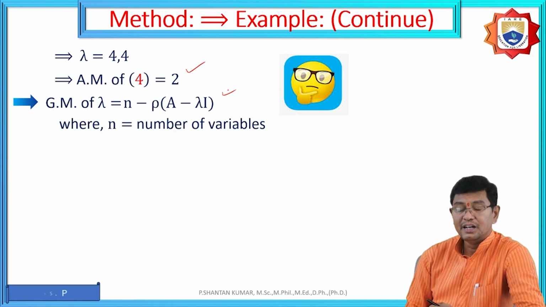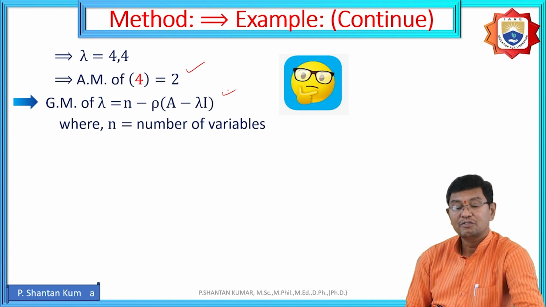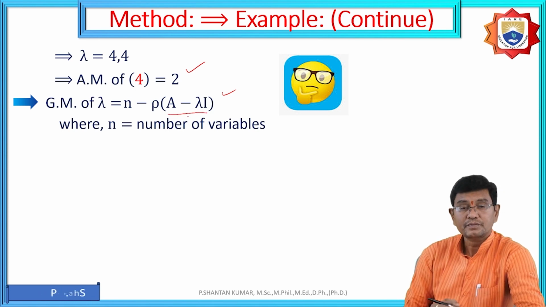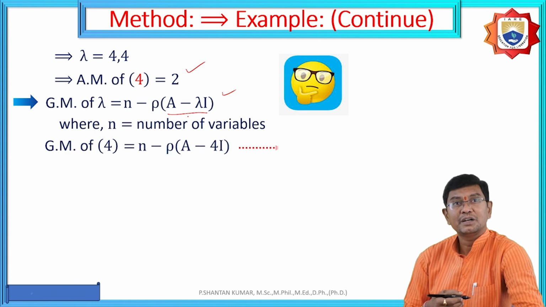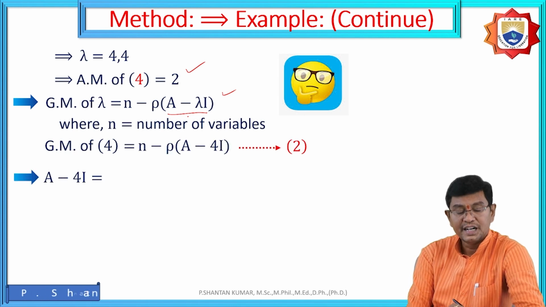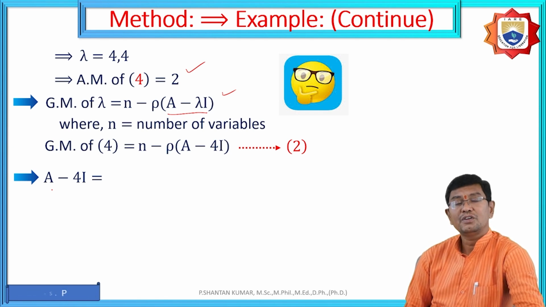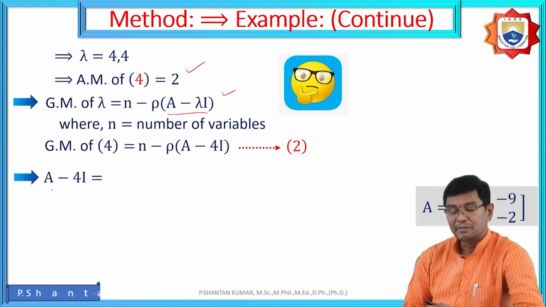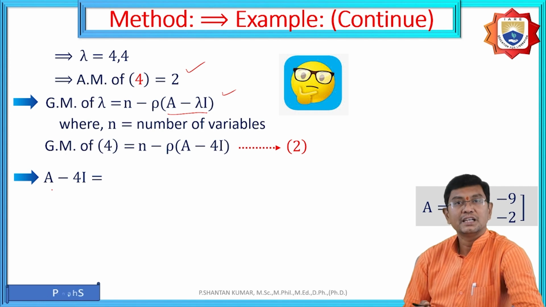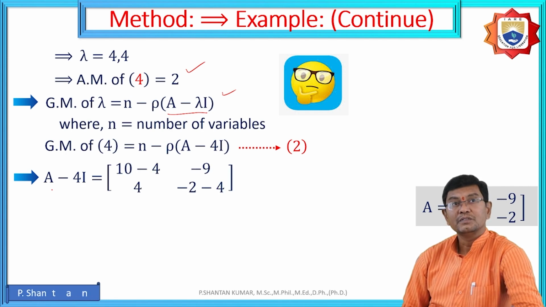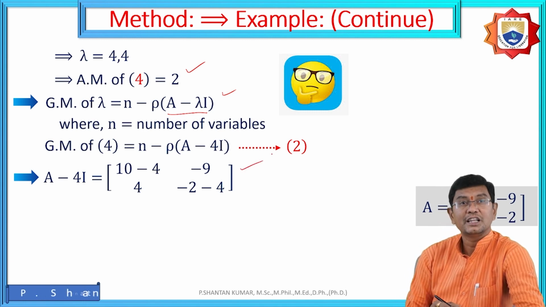And minus, we need to find the rank of A minus lambda I. First of all, A minus lambda I: A is the given matrix, I is the corresponding unit matrix, multiplied by lambda. Therefore the matrix is reduced to this: 10 minus lambda, minus 4, and 4, minus 2 minus lambda. And in this, lambda is nothing but 4.